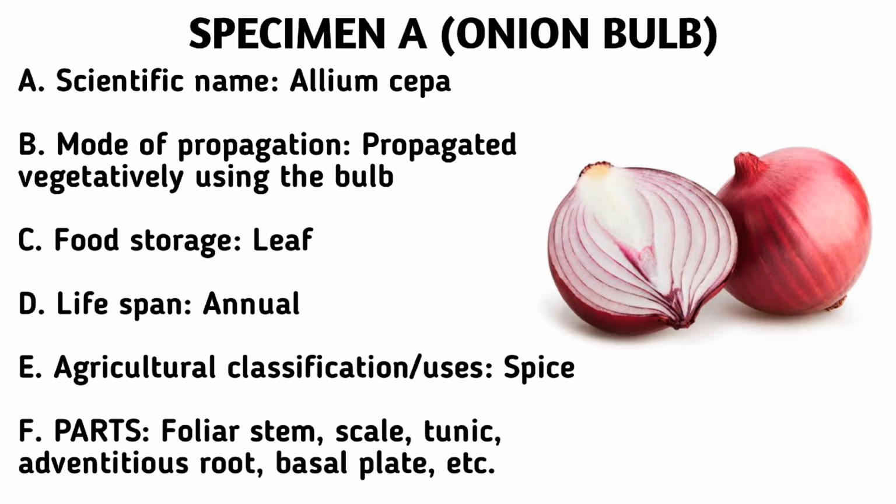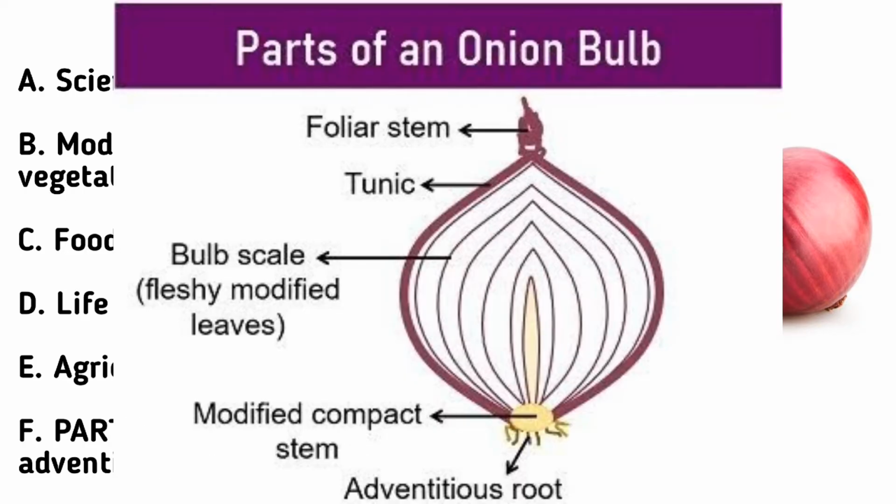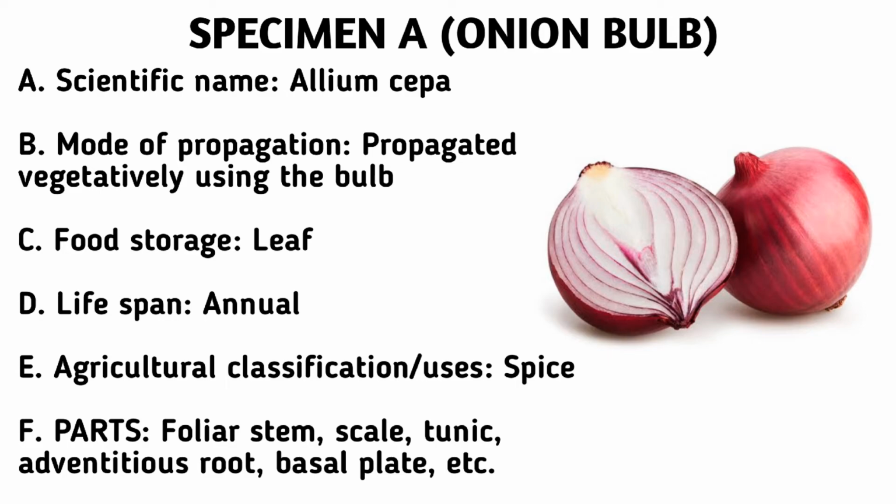So the food is stored in the leaf, and then they could ask us for the lifespan or the life cycle, which is an annual. The plant is an annual crop or an annual plant. Then, based on the agricultural classification or the uses, this onion is classified as a spice because it is mainly used for cooking. Then lastly, they could tell you to list the parts. The parts are the foliar stem, the scale, the tunic, the adventitious scale, and the basal plate. All these are parts of the onion bulb and they should appear on the diagram as well.